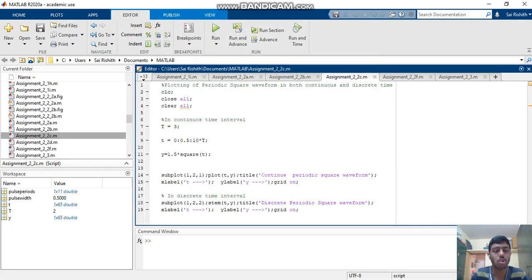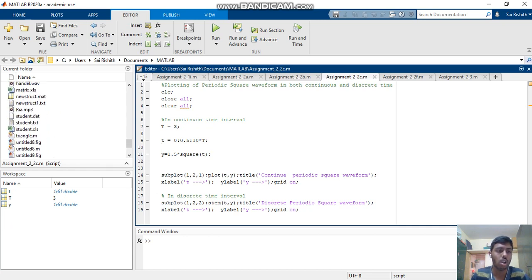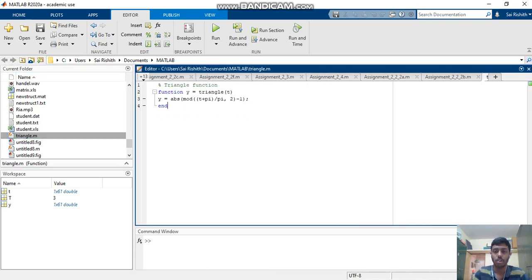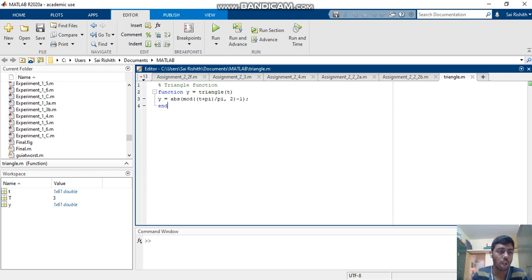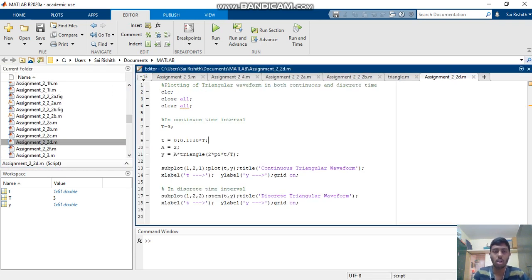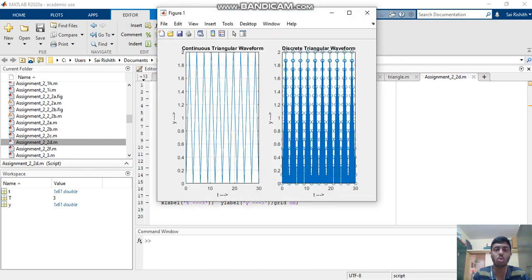Now next one is the triangular one. So before going to that one, I created a function triangle. See, this is a function created by me: y equal to the absolute value of mod of t. Now I am opening the function and using that triangular function here. Running this program, you will get a triangular waveform with a time period of T equal to 3, and it is an equilateral triangle, you can see here.